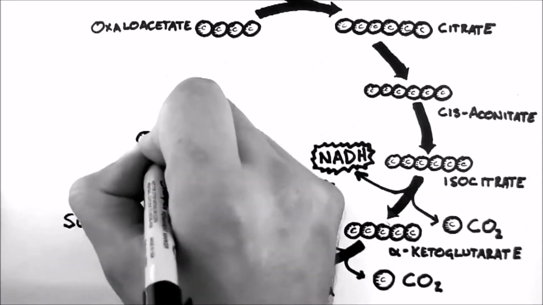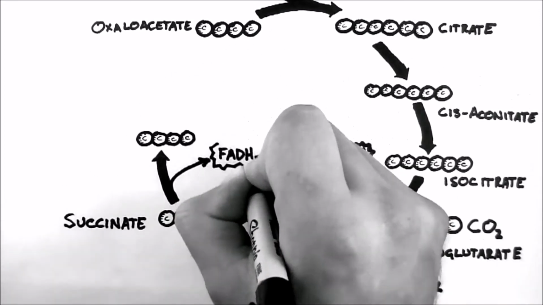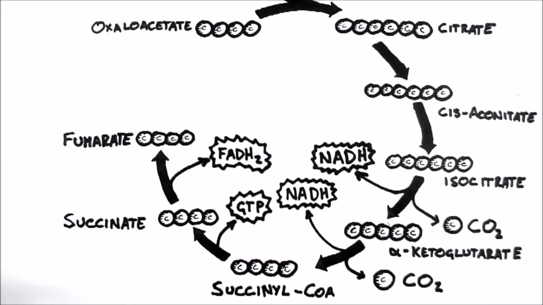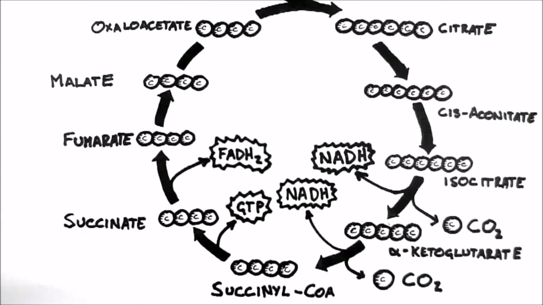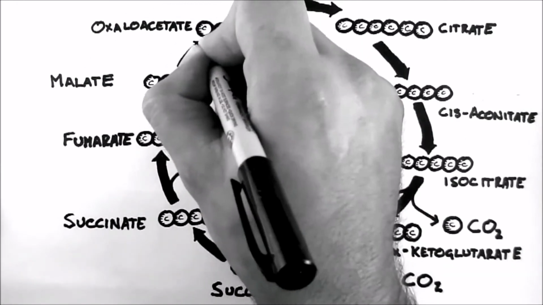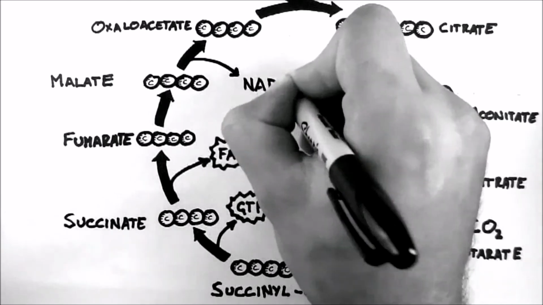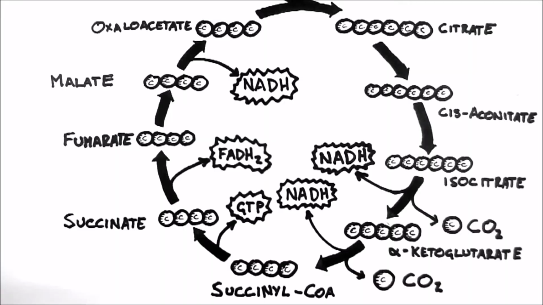Succinate is then converted to fumarate, and an FADH2 is produced in the process. Fumarate becomes malate, and malate completes the cycle and becomes oxaloacetate, producing the final NADH in the process. The oxaloacetate is then available to combine with any available acetyl-CoA and begin the whole process again.